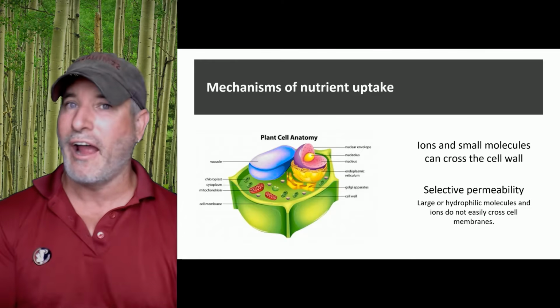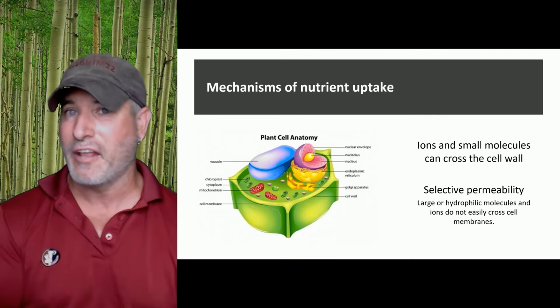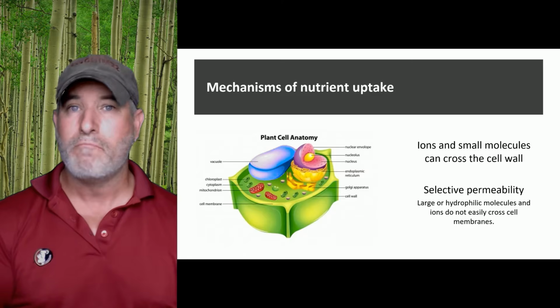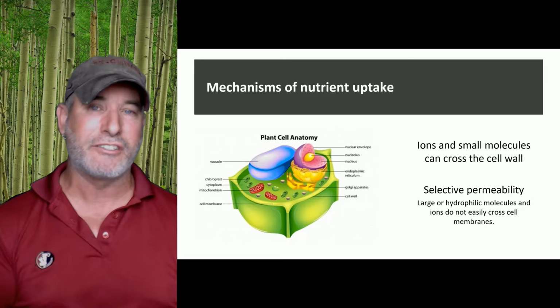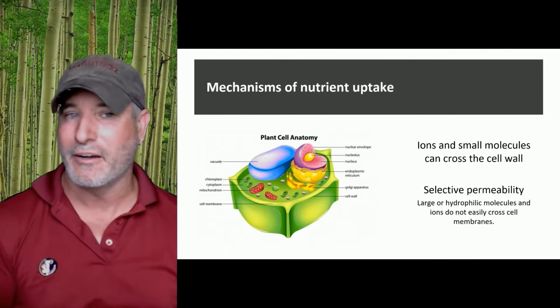Now remember, molecular ions are like nitrates and phosphates. They're molecules bound together by chemical bonds, specifically covalent bonds, but they're charged, so they're an ion. And then of course, elemental ions aren't in a molecule. That's your calcium, sodium, potassium, chloride. You get the idea, right?